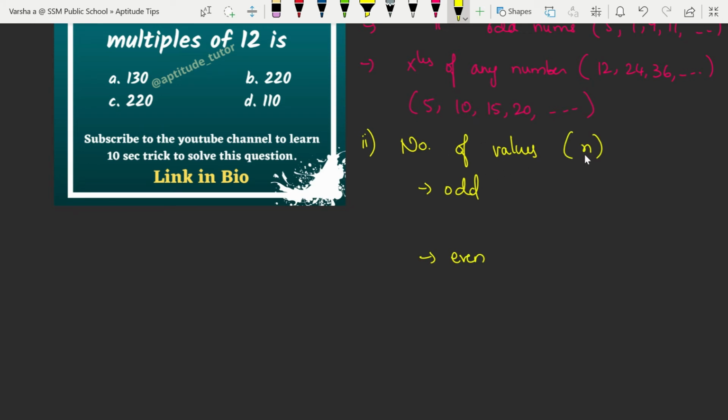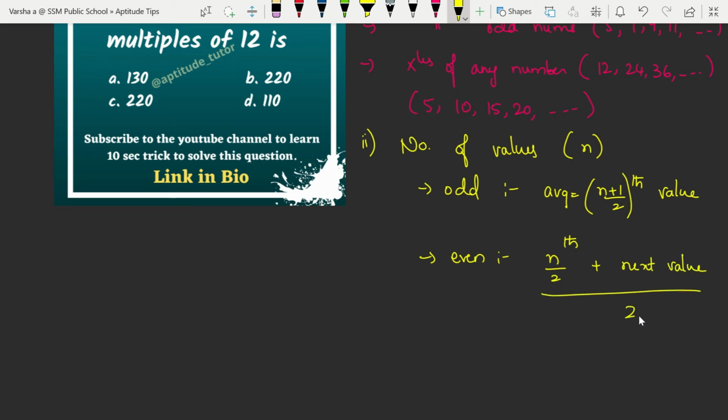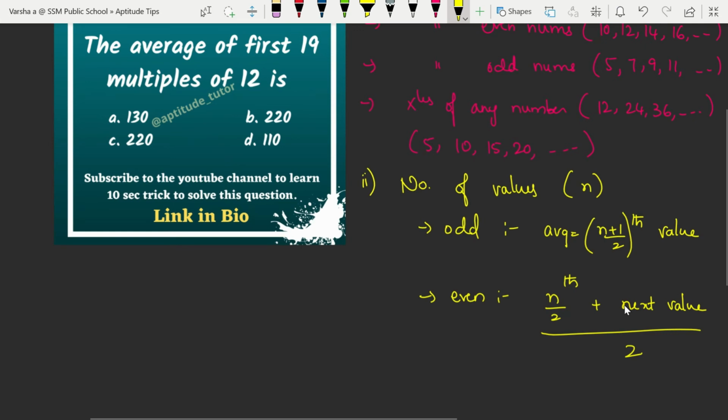If the number of values given is odd, then the average is equal to the (n plus 1) by 2th value, its value, not that number. And if an even number of values is given, then the n by 2th value plus its next value, the average of these two is your required average.